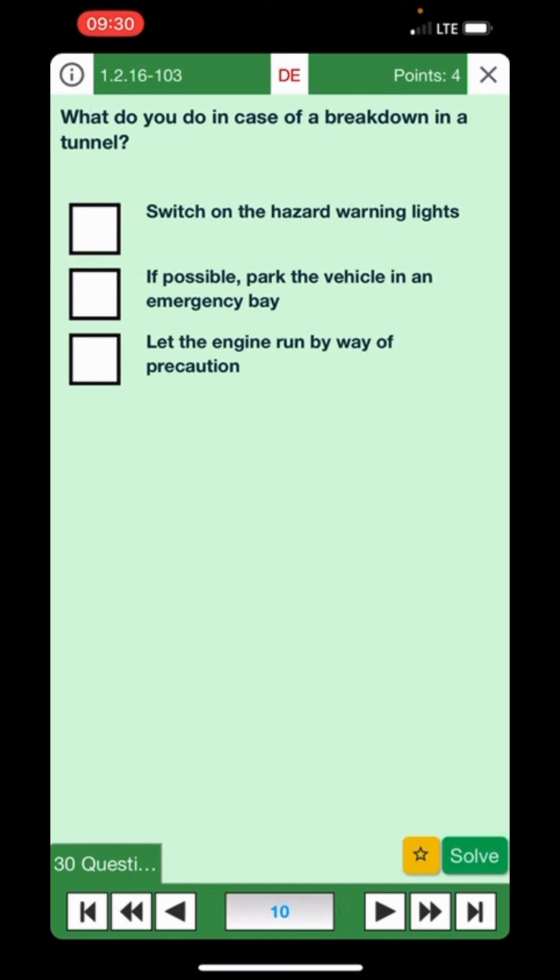Let's move on. What do you do in case of a breakdown in a tunnel? Switch on the hazard warning lights. Yes. If possible, park the vehicle in an emergency bay. That's correct. Let the engine run by way of precaution. No, that's not right. You should switch off the engine.